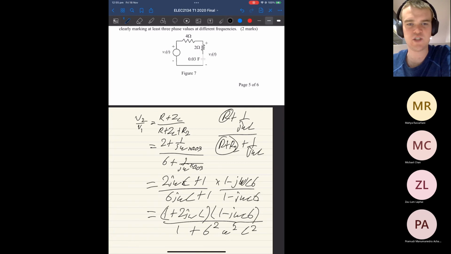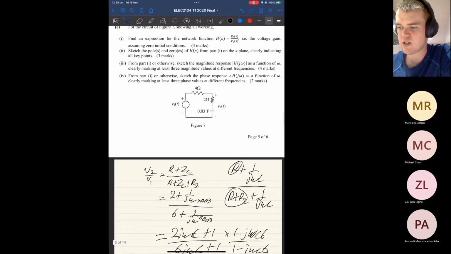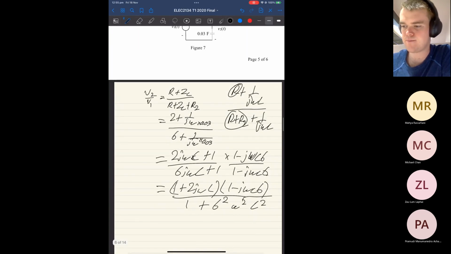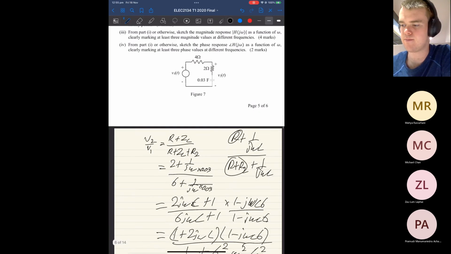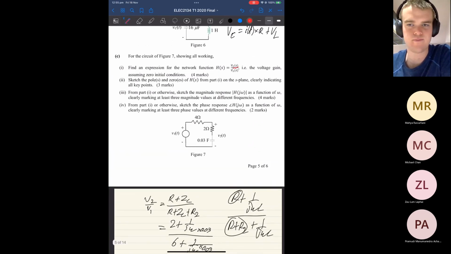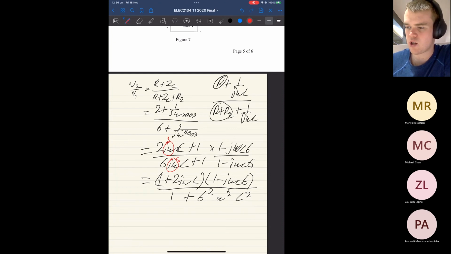Yep. Just a lot of calculations. That's really all it is. And then we ask, get the poles and zeros of H of s. Well, oops. They want it as a function of s. So replace all those with s, which makes this a little tricky.